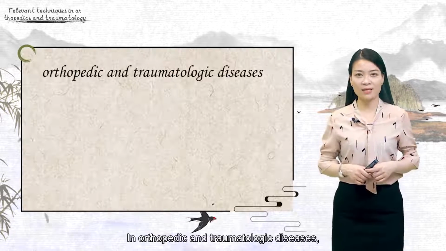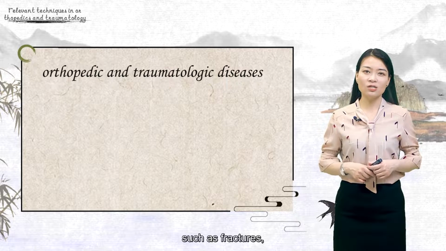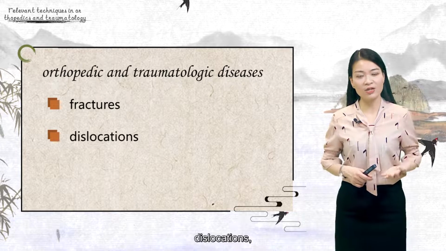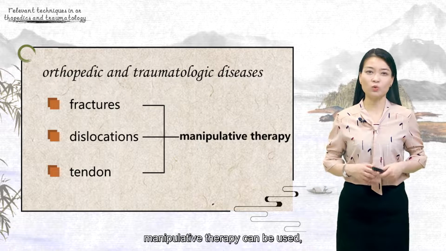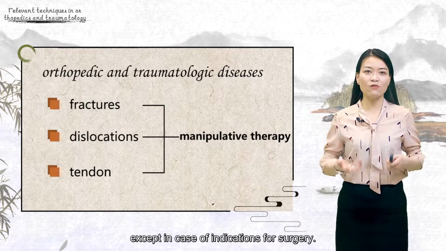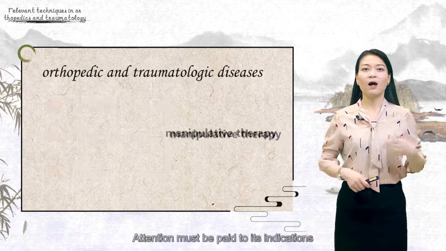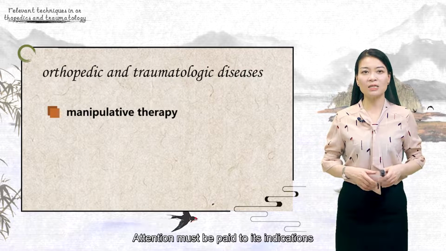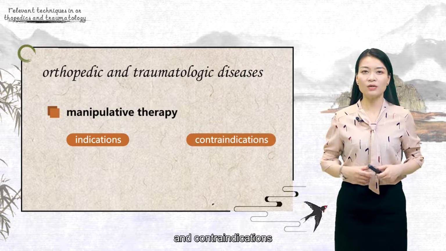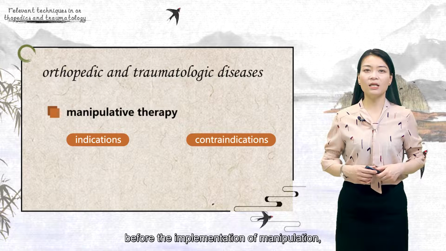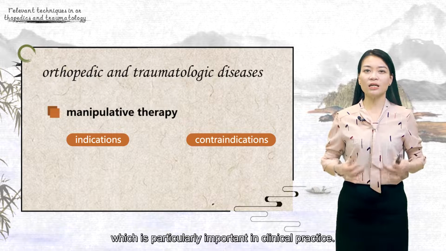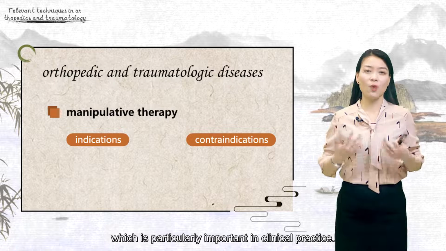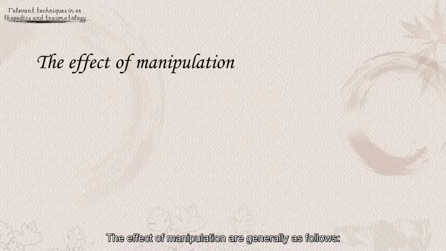In orthopedics and traumatology disease, such as fracture, dislocation, and tendon soft tissue injuries, manipulative therapy can be used, except in case of indications for surgery. Attention must be paid to its indications and contraindications before the implementation of manipulation, which is particularly important in clinical practice. The effects of manipulation are generally as follows.